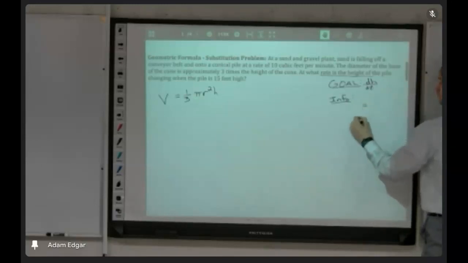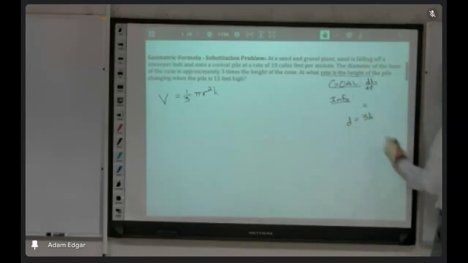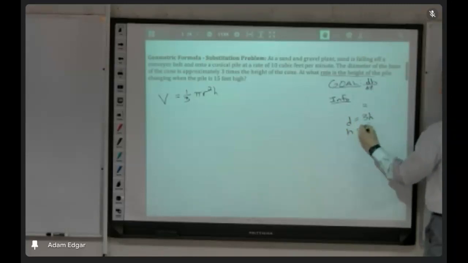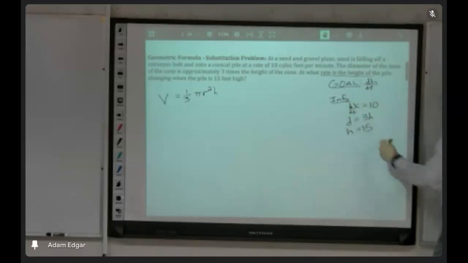So the diameter is 3 times the height. The height is currently 15. And the dV/dt is 10. So sand's being dumped into this pile at a rate of 10 cubic feet per minute. It doesn't come right out and say the rate of change of the volume is 10, but the units there help you figure out that is the rate of change of the volume, because it's in cubic feet per minute. So that's all of our information.